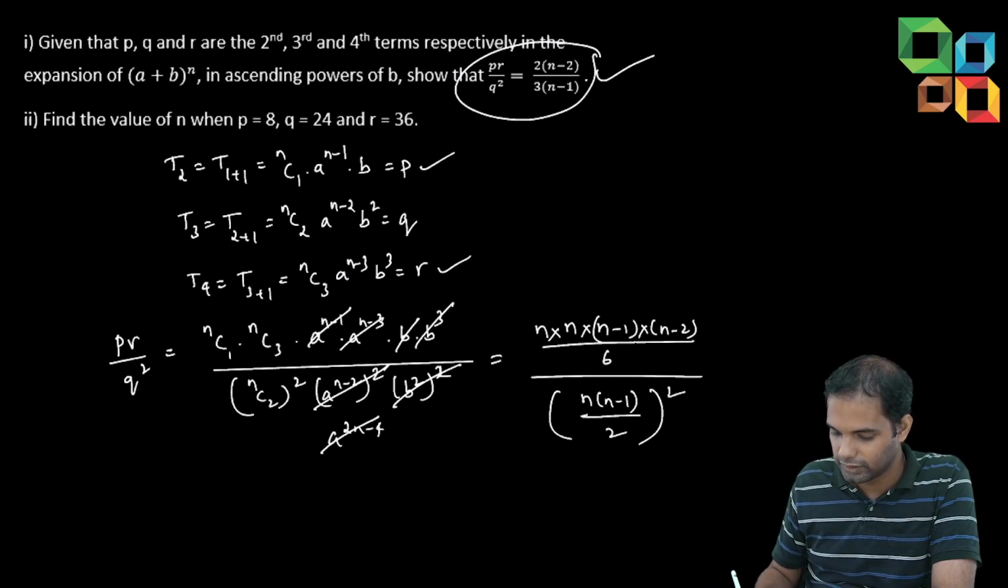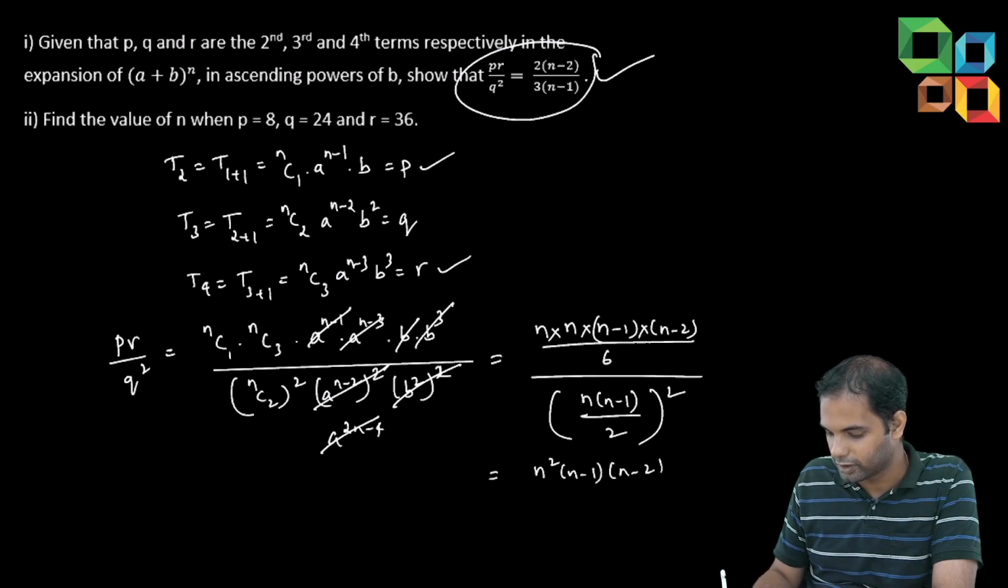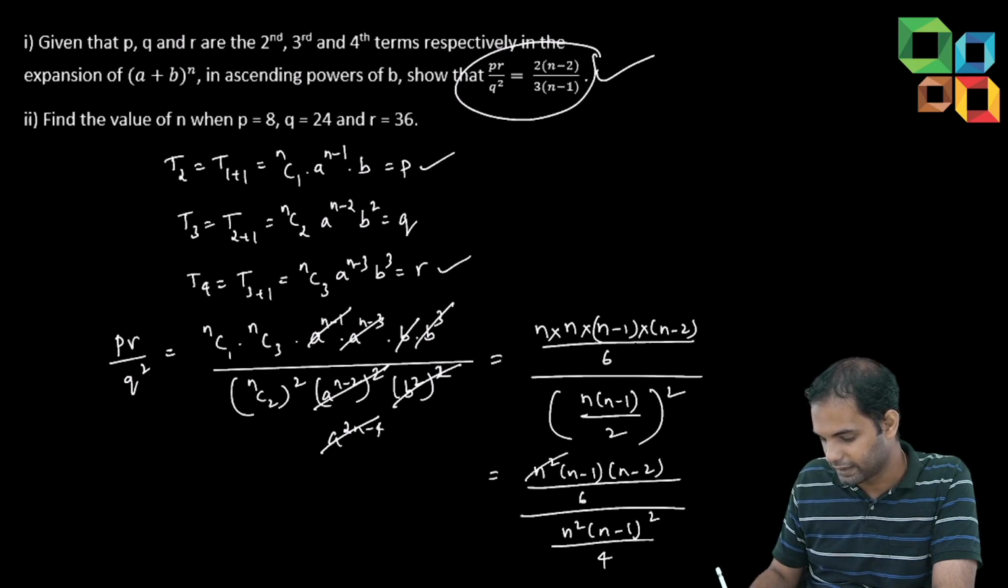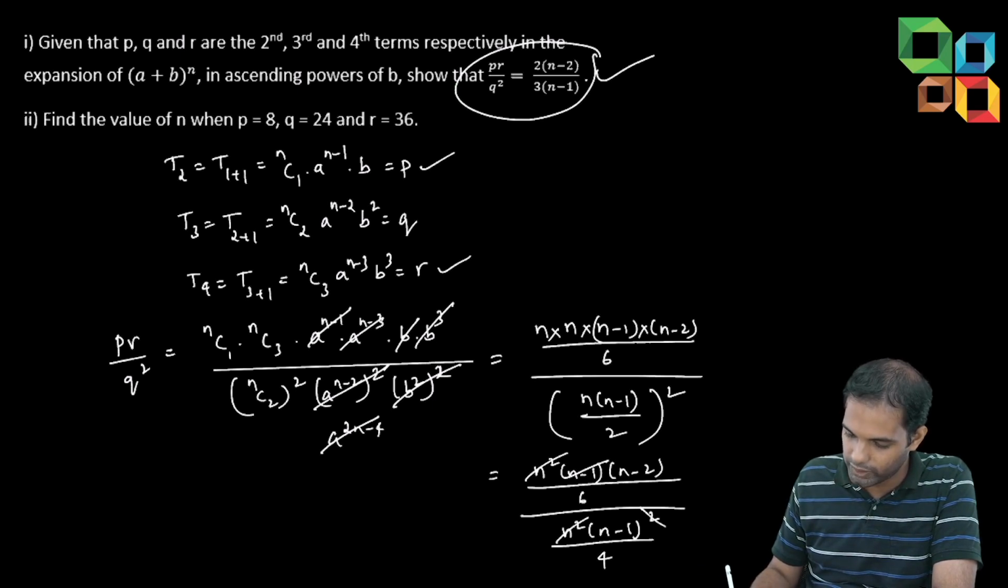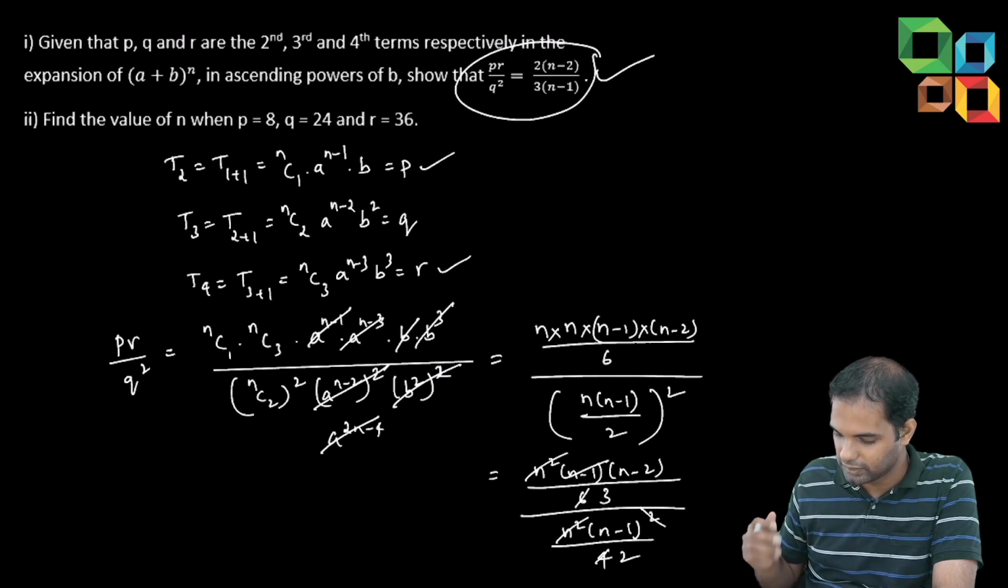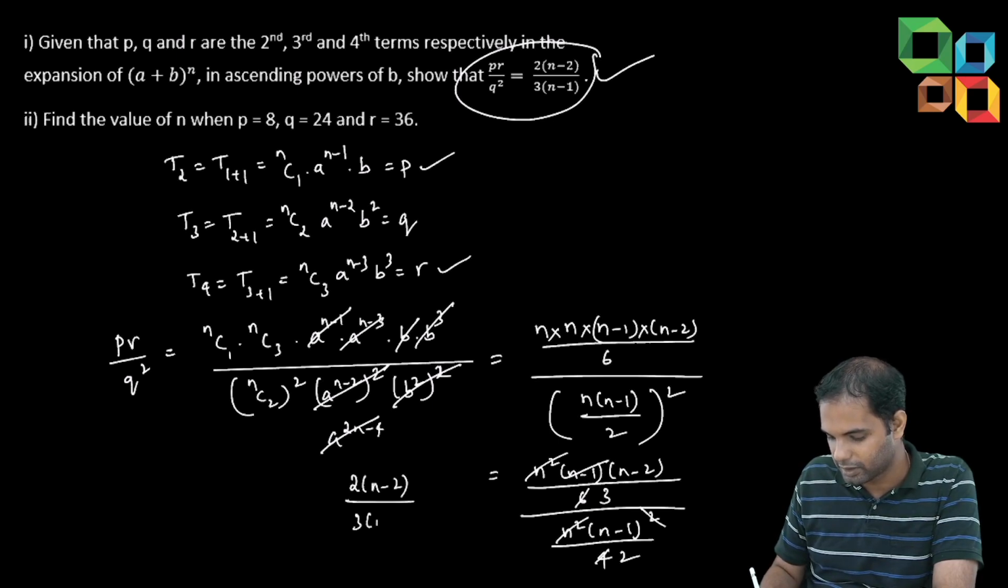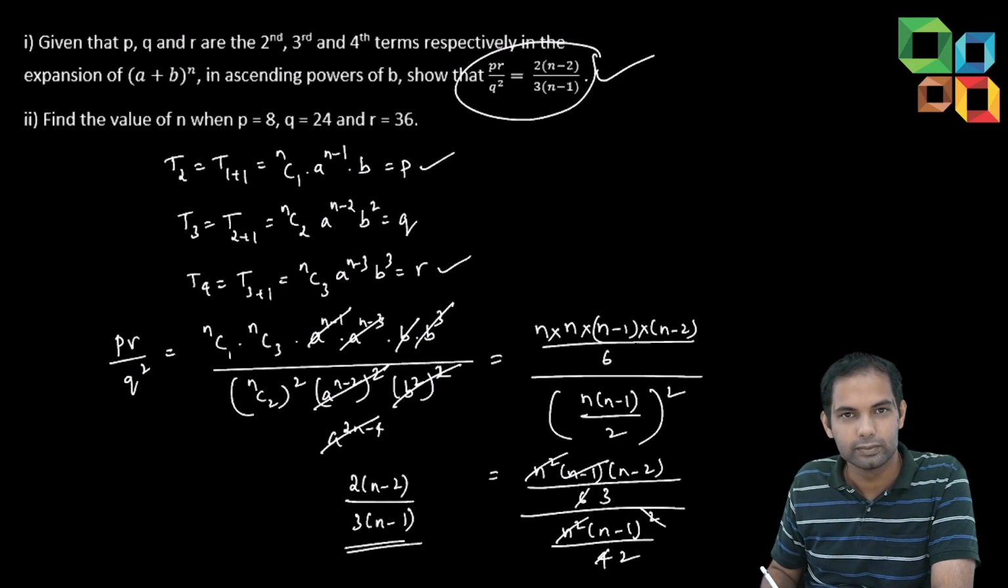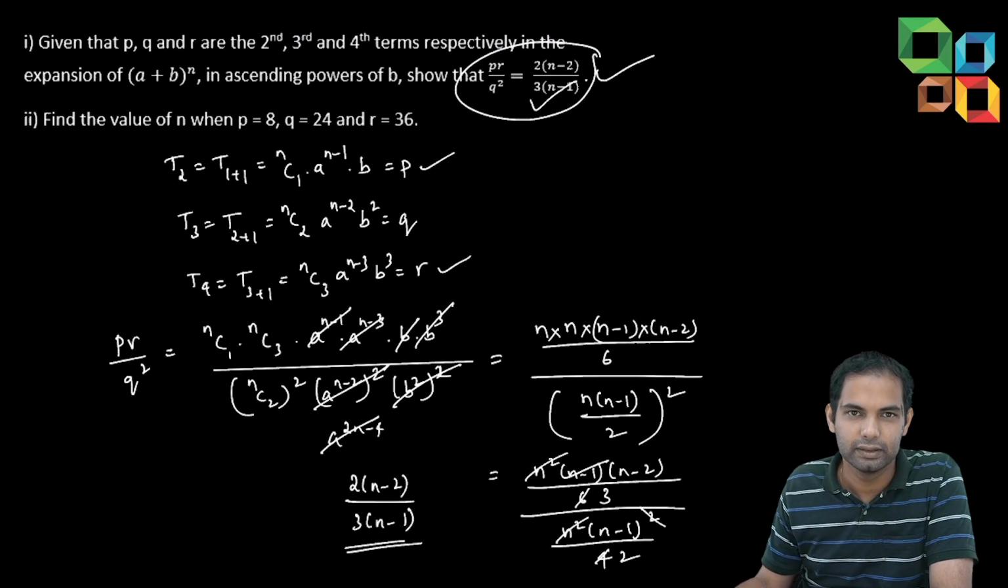Right? So let me try to simplify. Numerator is n square into n minus 1 into n minus 2 by 6. Denominator is n square into n minus 1 square by 4. n square will get cancelled. One of the n minus 1 will get cancelled. There's a 2 common here, so 2 3s are 6, 2 2s are 4. What remains? I'll take the denominator to the numerator by taking the reciprocal. So it is twice n minus 2 by 3 times n minus 1. Okay, that is the result we wanted.